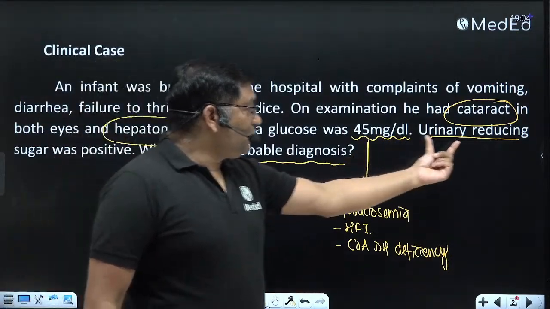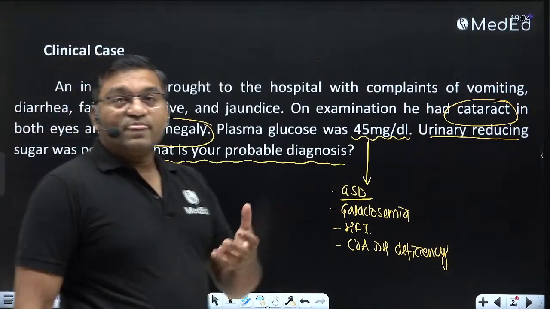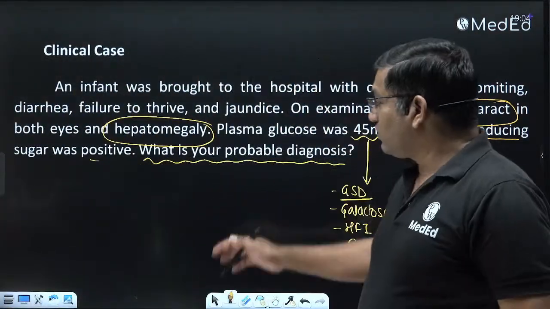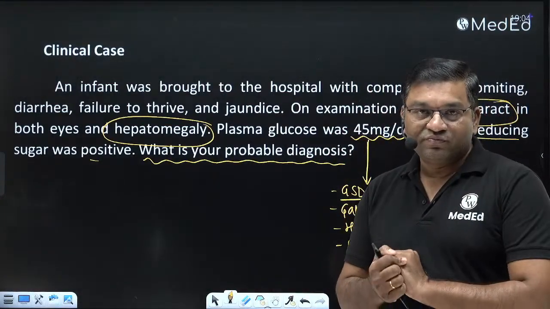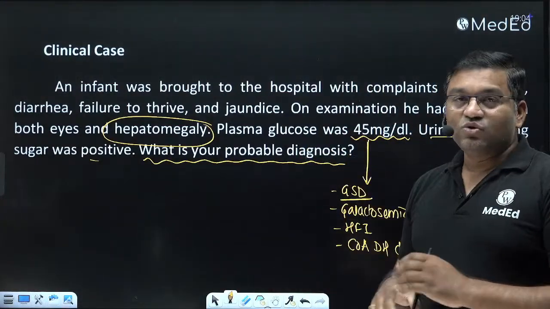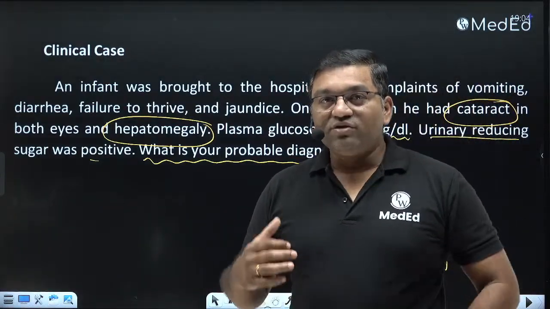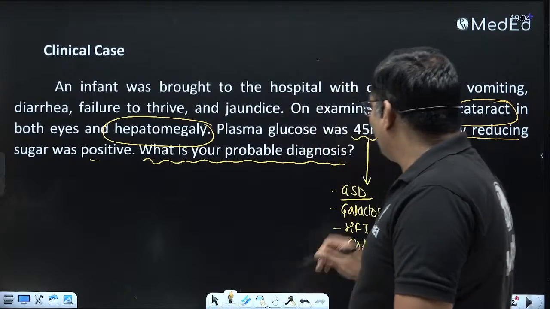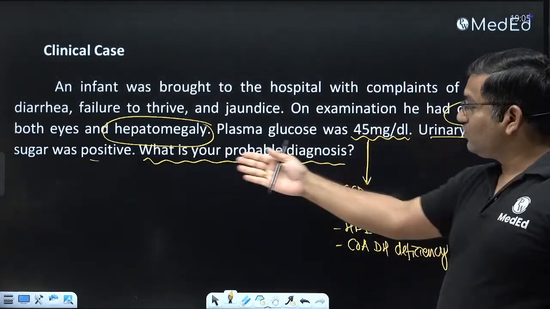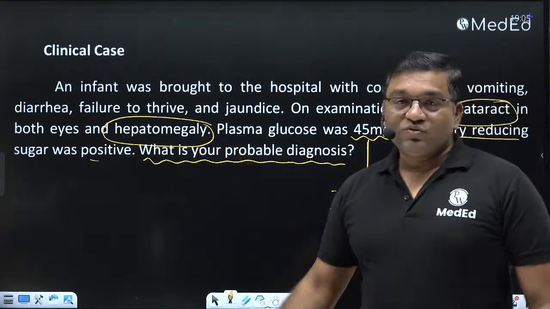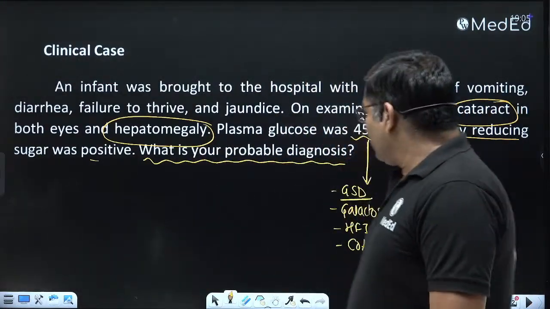Now see here, urinary reducing sugar was positive, means the Benedict test, the test for reducing sugar, was positive and blood glucose level was low. So both are a bit contrary. Sugar does not appear in the urine until the blood glucose crosses the renal threshold, above 180. Here there is hypoglycemia and despite that there is urinary reducing sugar positive, means Benedict test is positive here. So what is your probable diagnosis here?